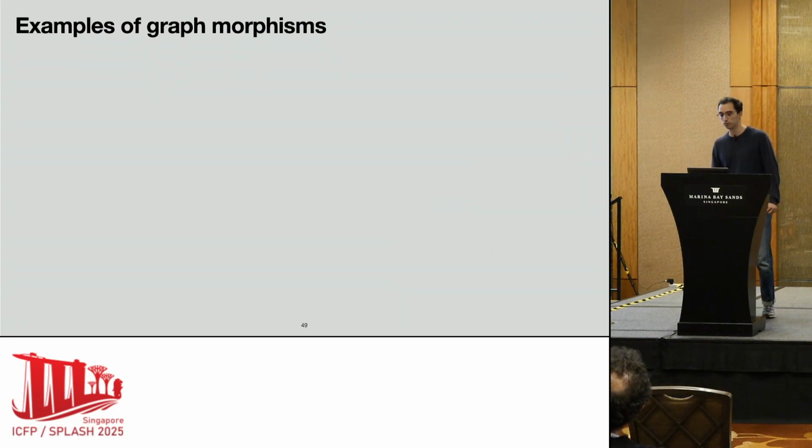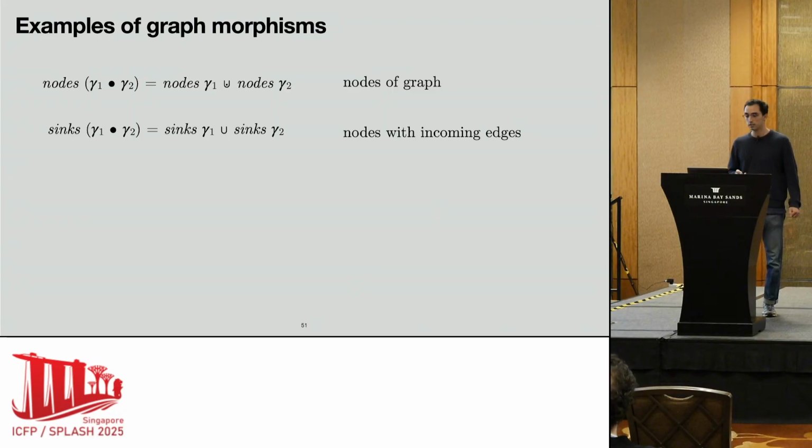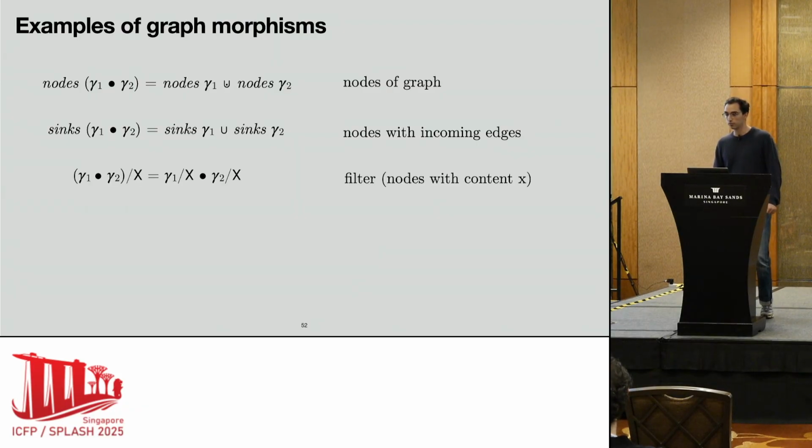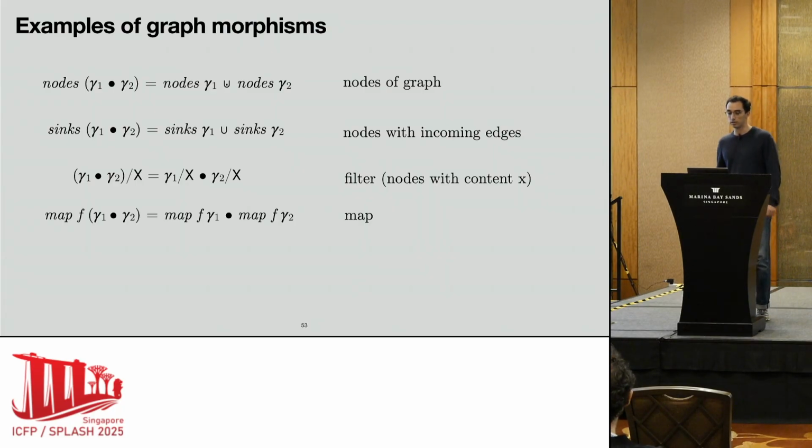Some examples of graph morphisms are the nodes of the graph, the sinks or the nodes with incoming edges, any kind of filtering about the contents of the nodes, or any kind of mapping a function throughout the graph. All of these and many more are examples of graph morphisms. Each will have its corresponding distributivity equation.